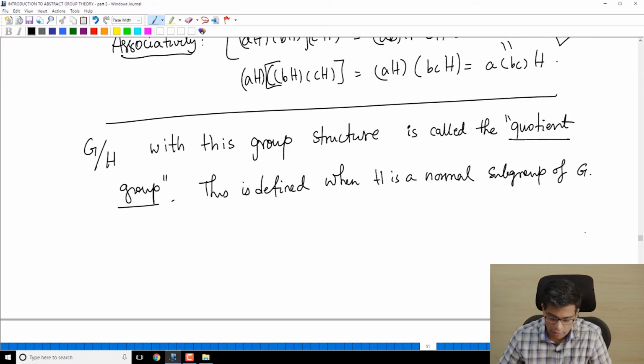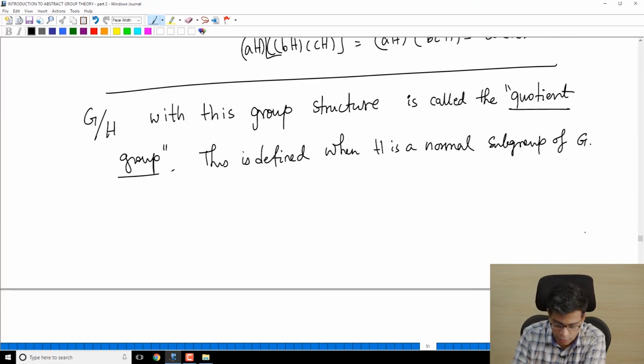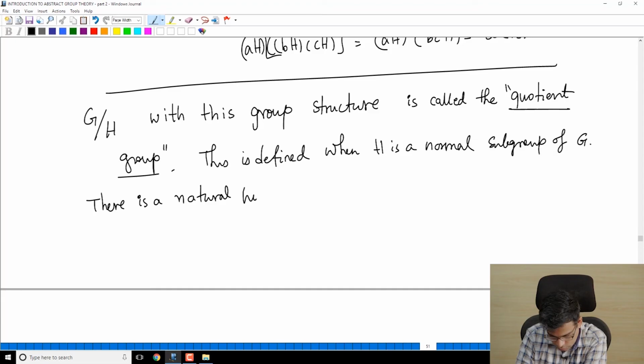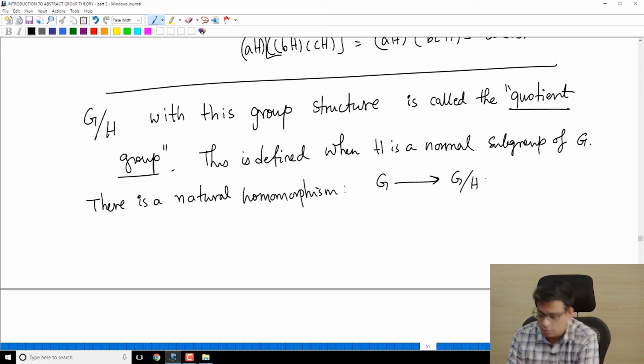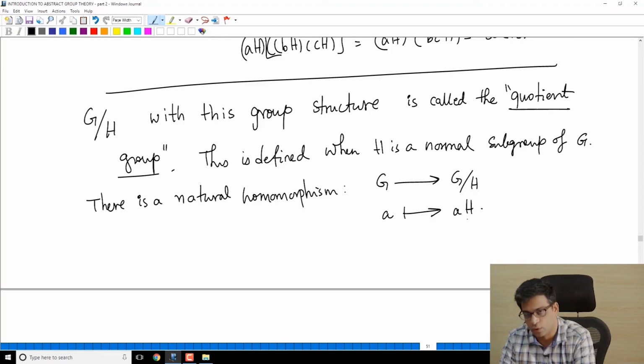Okay, and quotient groups come with an important homomorphism. There is a map phi from G to G mod H. What is that? You take A and you simply map it to AH. This is the set map, A going to AH, because G mod H, remember, is the set of left cosets. A is an element, AH is a left coset.